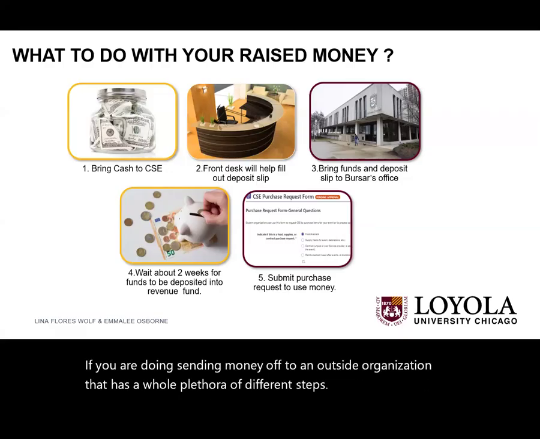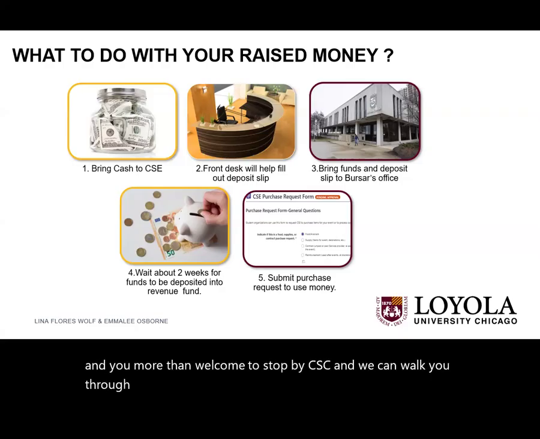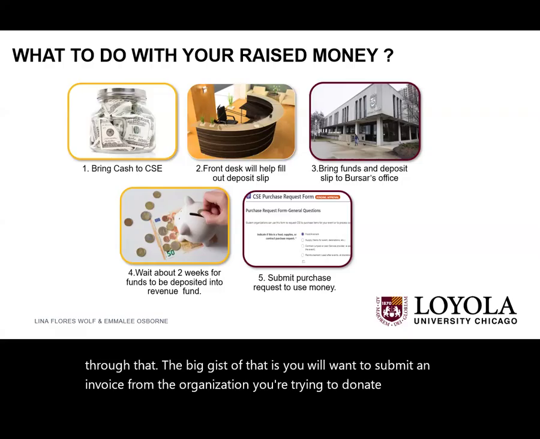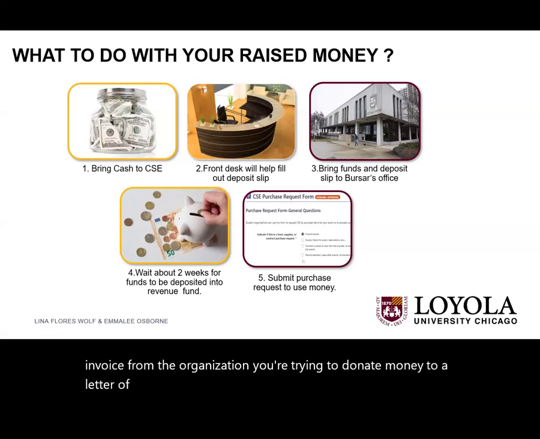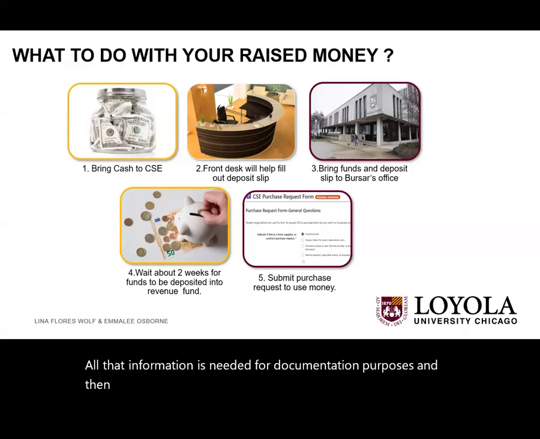If you are sending money off to an outside organization, that has a whole plethora of different steps. There is more information on that on Lou Community, and you're more than welcome to stop by CSC and we can walk you through that. The big gist of that is you will want to submit an invoice from the organization you're trying to donate money to, a letter of intent, and then provide the name of whomever you're working with for that outside organization. All of that information is needed for documentation purposes, and then we will write them a check with that information.